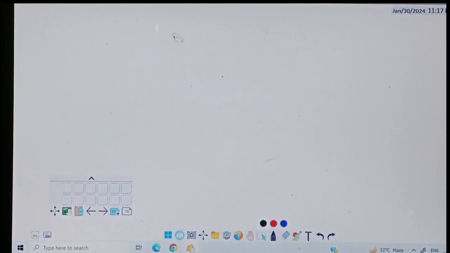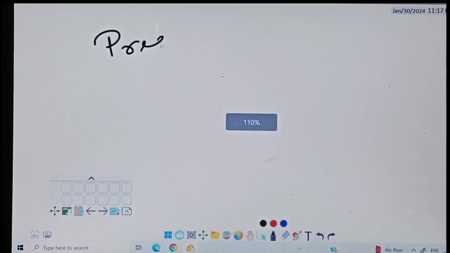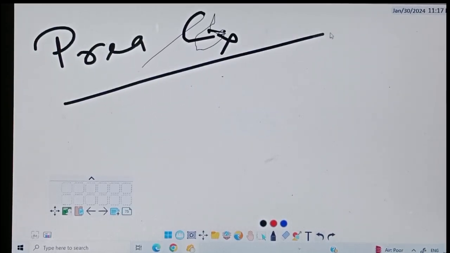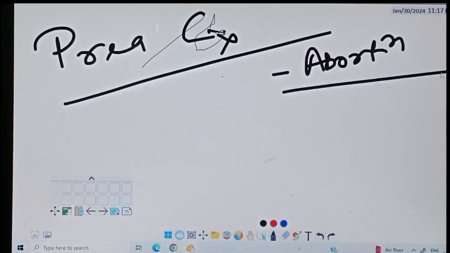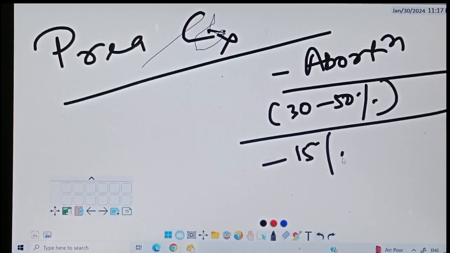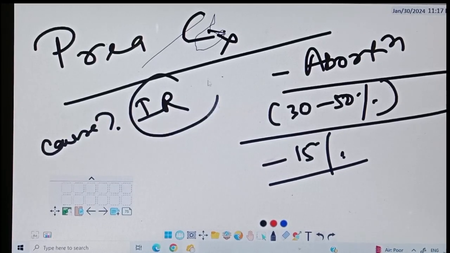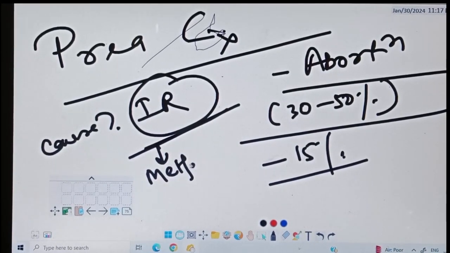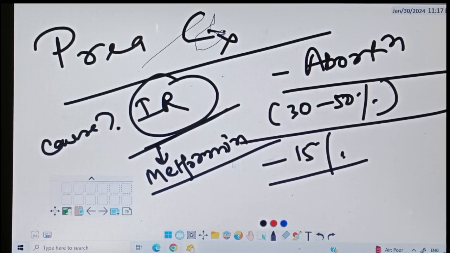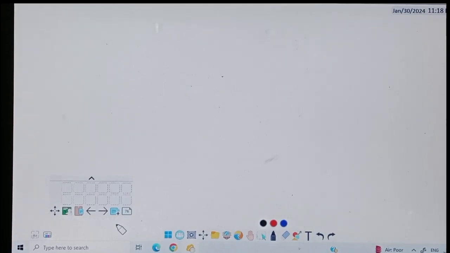Before going to the treatment, we'll talk about the pregnancy complications which can occur if a patient conceives with PCOS. First is abortion. What is the risk? The risk is about 30 to 50% compared to the general population, which has a 15% risk. Why does it occur? The cause can be insulin resistance, though the exact etiology is unknown. To prevent this, we can use metformin, but we don't use it on a regular basis. Why? Because this is a category B drug. We need more trials to use it for the purpose of prevention.